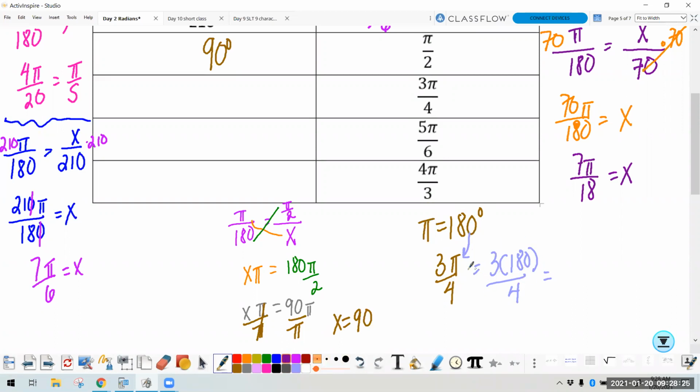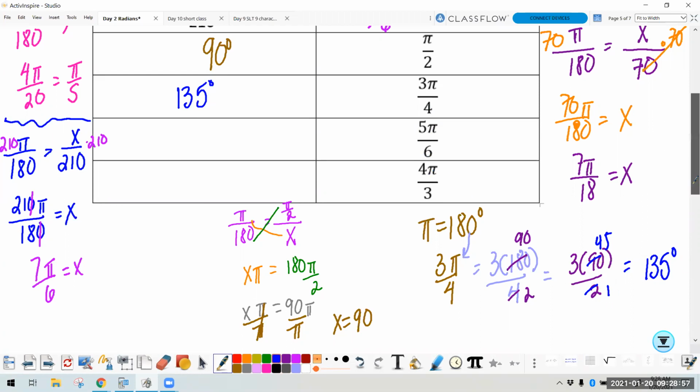So I'm going to reduce this. 180 and 4 can simplify. I'm going to reduce by 2 because they're both even. That's 3 times 90 over 2. Oh, wait, 90 and 2 reduce even more. Now I have 3 times 45, 135 degrees. I got it. All right, let's try one more.